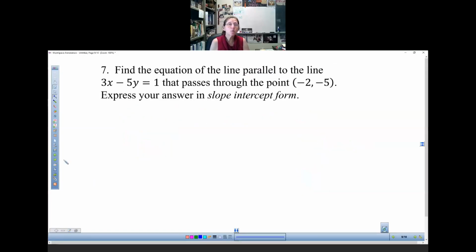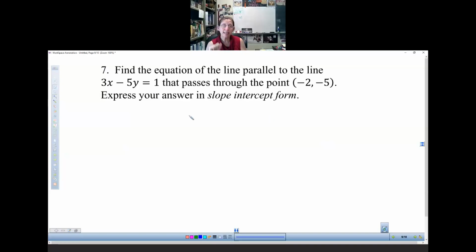Okay, so this one we're going to have to do a little bit more work for, but you got this. I have confidence in you, okay? We want to find the equation of the line which is parallel to the line we're given, and passes through the point -2, -5. And all the directions for this one say is express your answer in slope-intercept form.